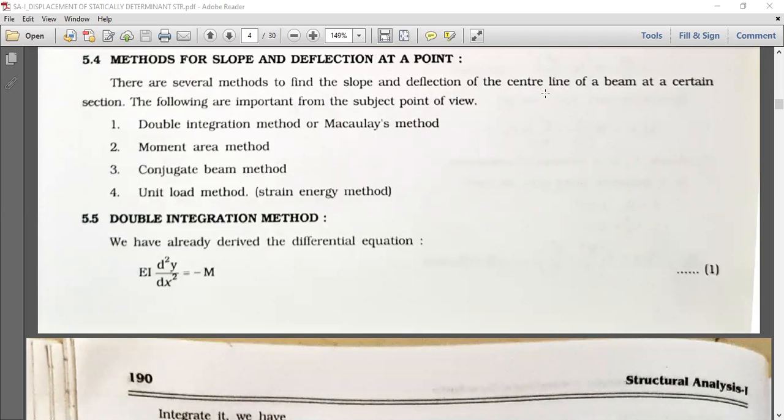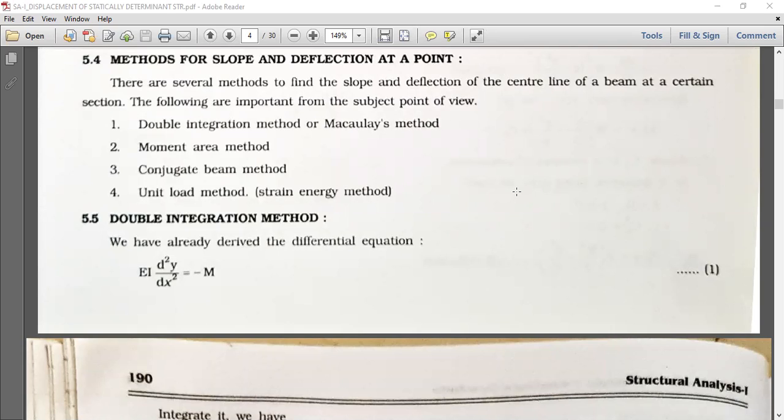Welcome to the structure analysis 1. This is the chapter displacement of static determinate structure. The topic is method of slope and deflection at a point.